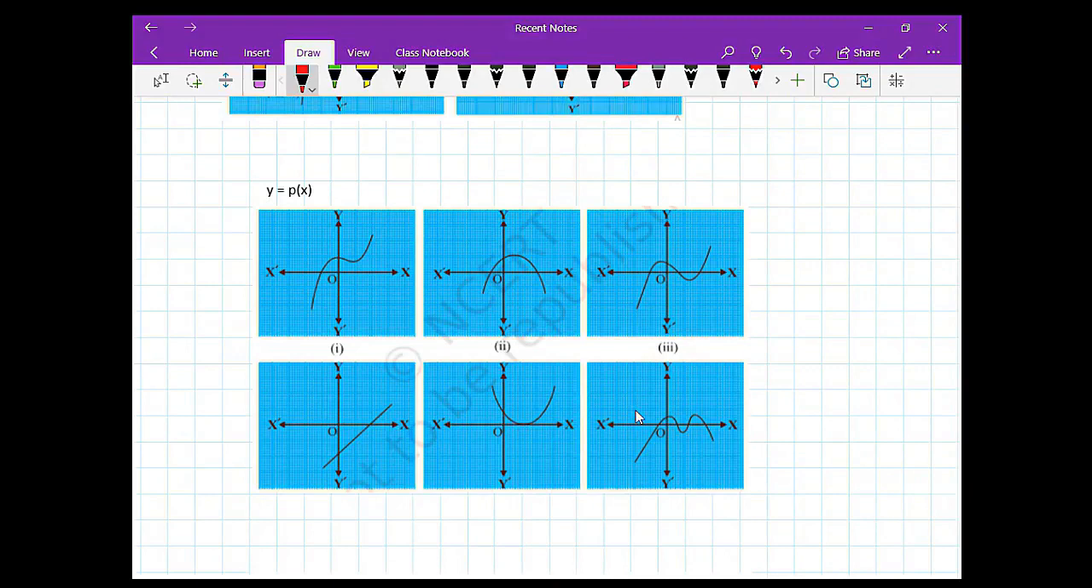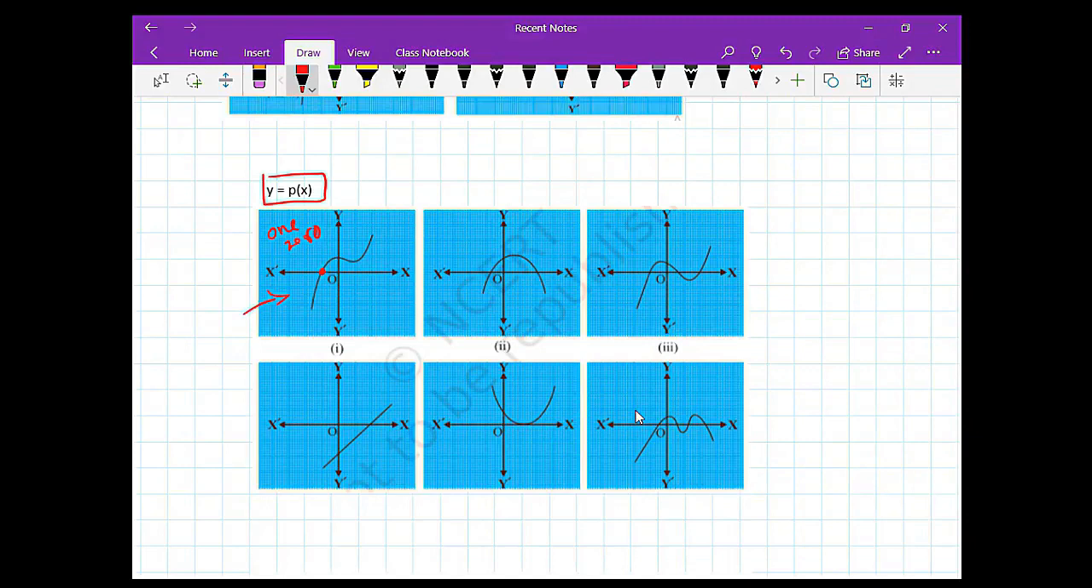See, for some polynomial y equal to p of x, there is an equation. Find out how many zeros are there in this curve. Are we able to tell now? I hope you will give the answer. See, this curve is intersecting the x-axis at only one point, which means it has only 1 zero.